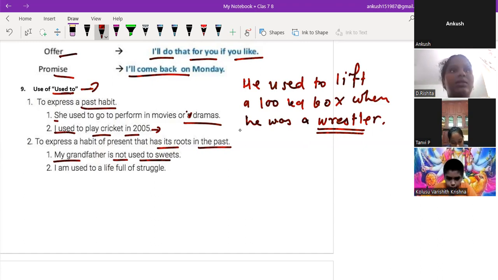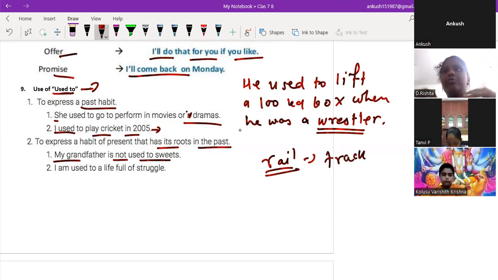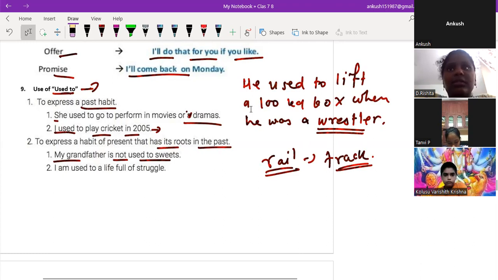Understood? Are you getting? At the rail or on the rail, you may say. What is rail? Rail means that track. Now it is on track. Did you get it?